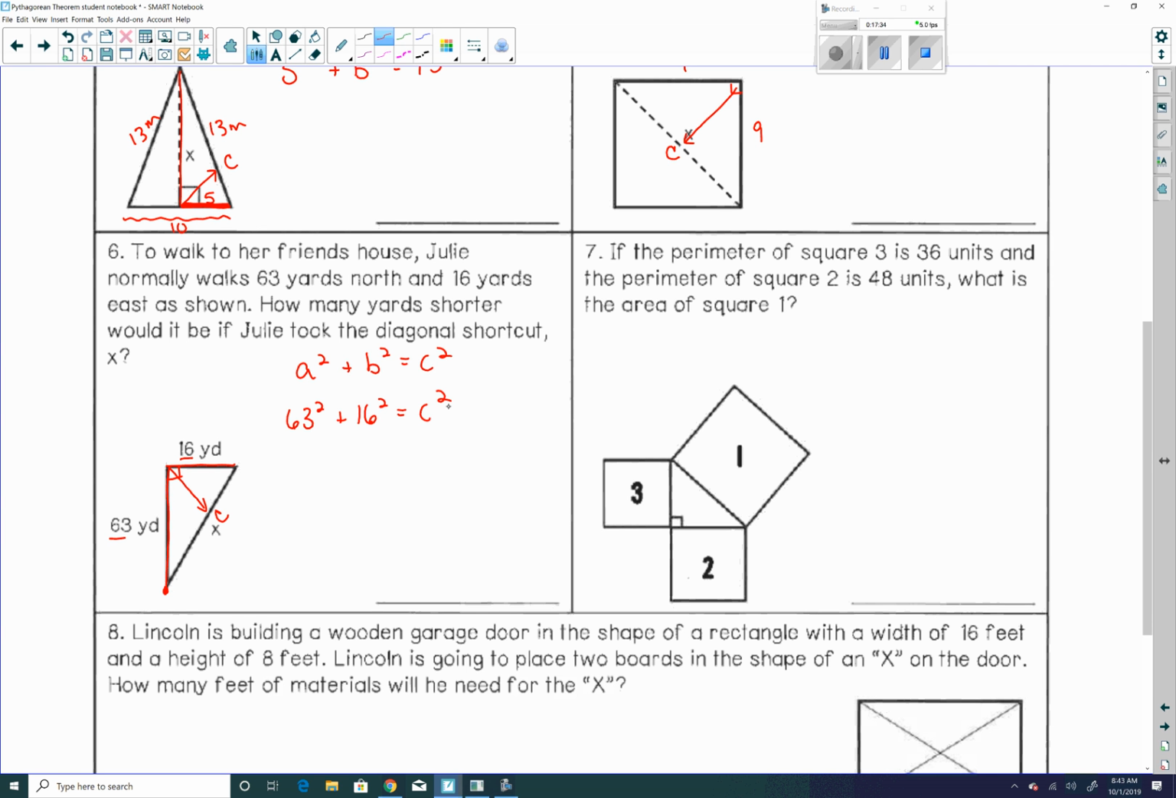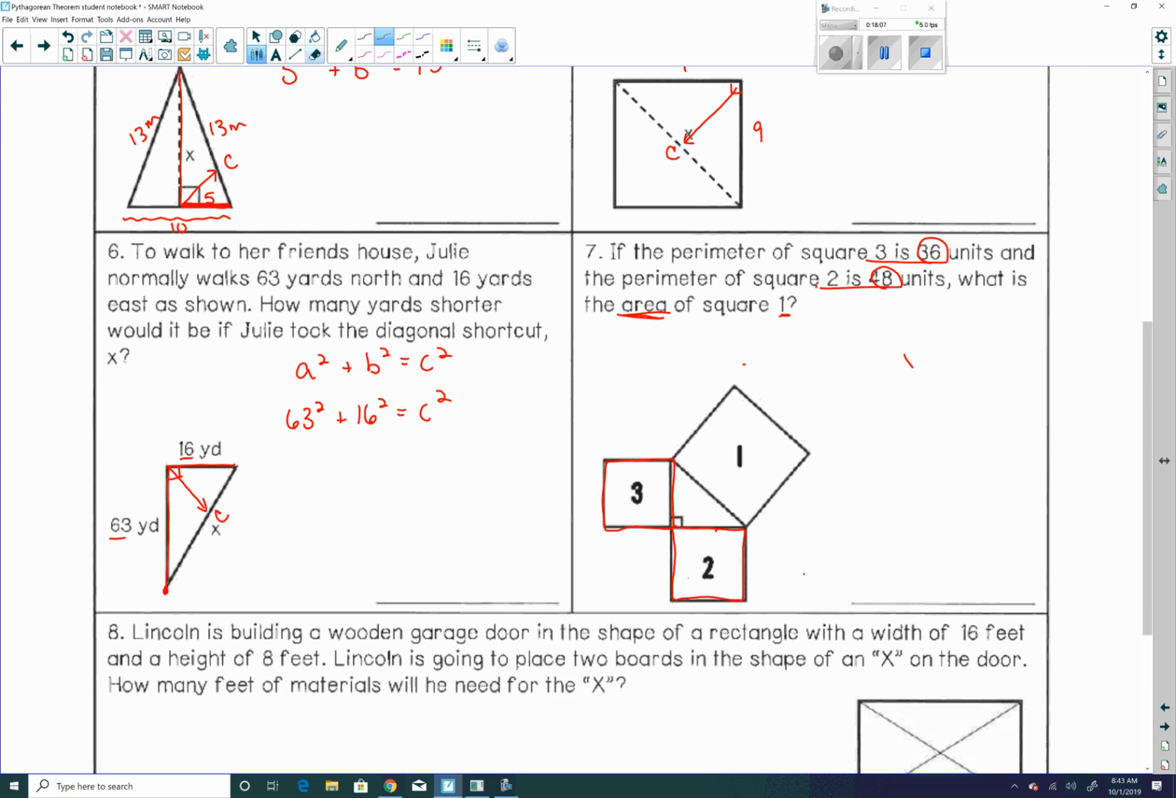Okay, number 7. If the perimeter of square 3 is 36 units, so that means the perimeter is the distance around, this one is 36 units. And the perimeter of square 2 is 48 units. Again, the distance around is 48. Oops, I did that backward that time. What is the area, not perimeter, of square 1?